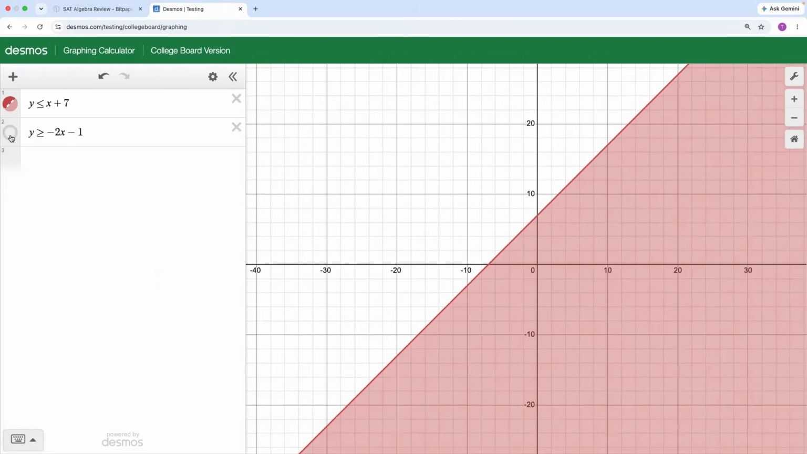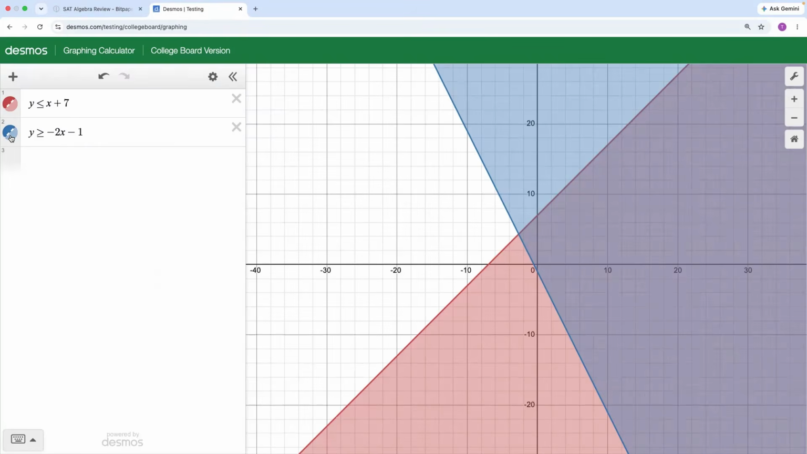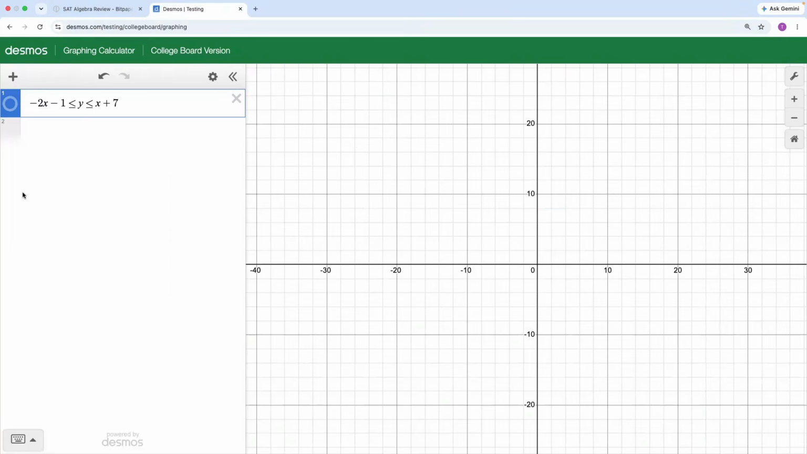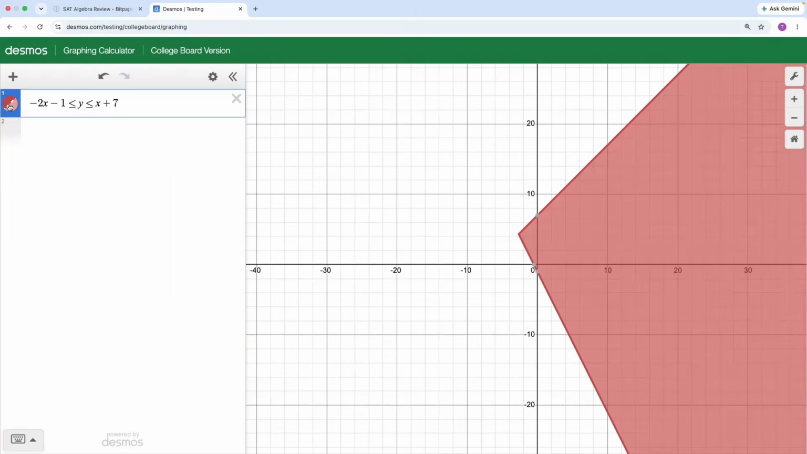Then graph y is greater than or equal to -2x minus 1. This shows everything above the line. The solution set is the overlapping shaded region. In this case, we can also combine the two inequalities into one compound inequality. y is greater than or equal to -2x minus 1, but less than or equal to x plus 7. You can type this directly into Desmos and it will immediately shade the solution region.